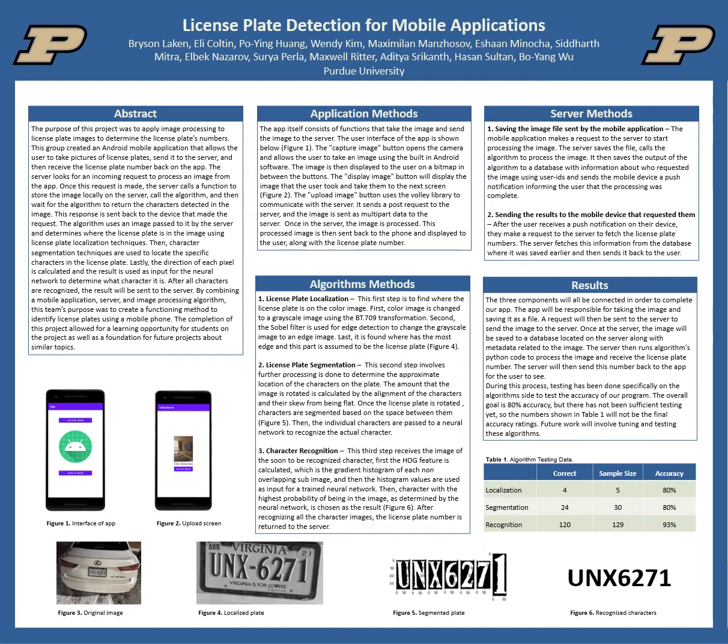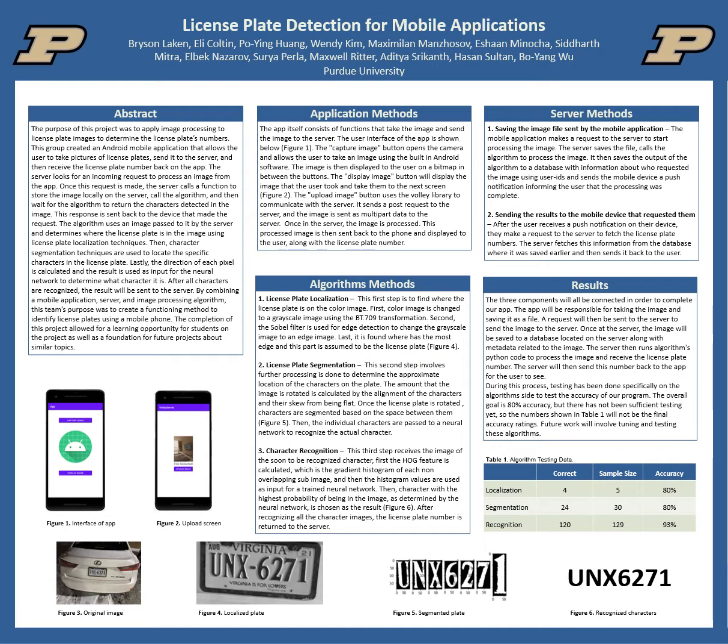The algorithm uses an image passed to it by the server and determines where the license plate is in the image using license plate localization techniques. Then character segmentation techniques are used to locate the specific characters in the license plate. Lastly, the direction of each pixel is calculated, and the result is used as input for the neural network to determine what character it is. After all the characters are recognized, the result will be sent to the server.